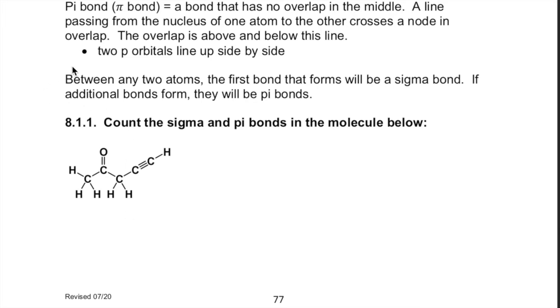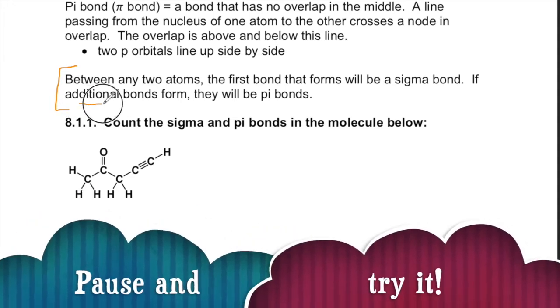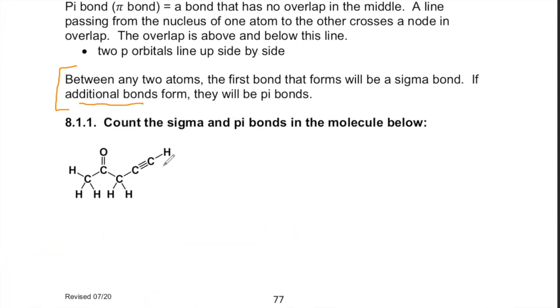Let's use that information to count the sigma and pi bonds in this molecule. So this information here, that the first bond that forms will be a sigma bond and the additional bonds are the ones that are going to be pi bonds. So I went ahead and colored the second bond of this double bond green and the second and third of this triple bond green. So these are the pi bonds. There's going to be 3 pi bonds, and all the ones that I did not color are going to be sigma bonds. And so I come up with 11 sigma bonds.